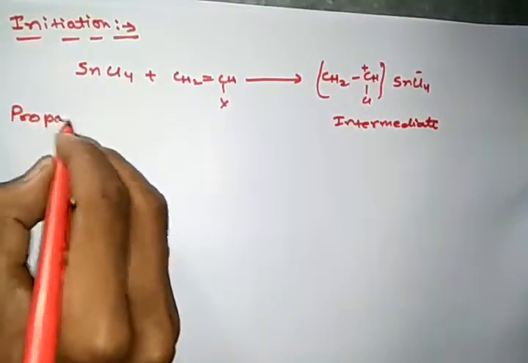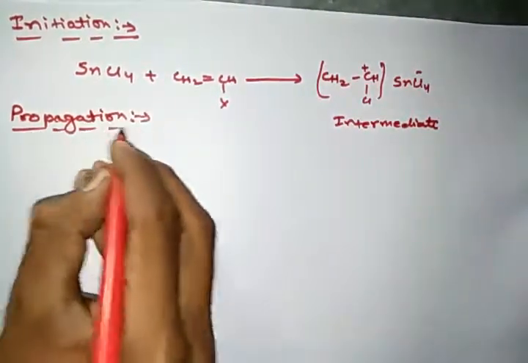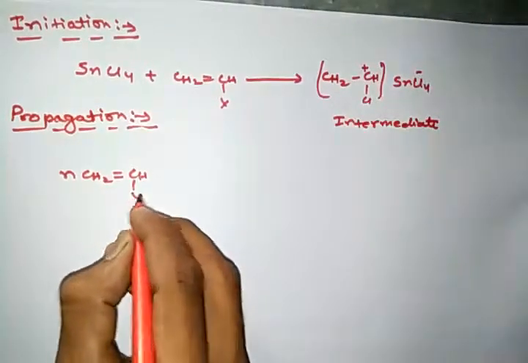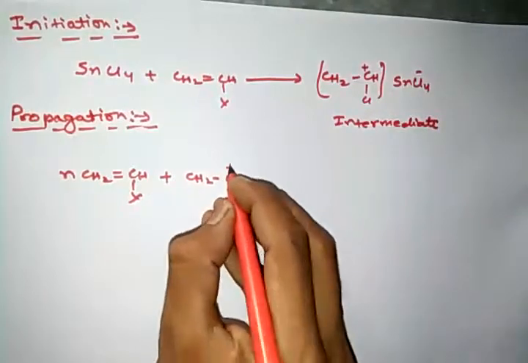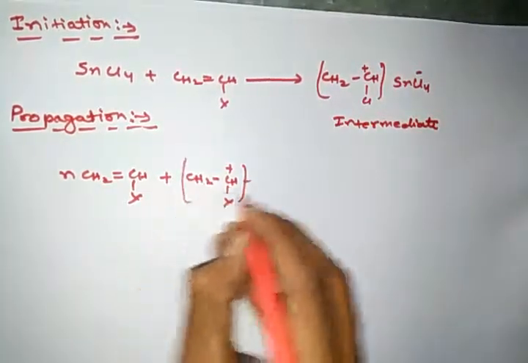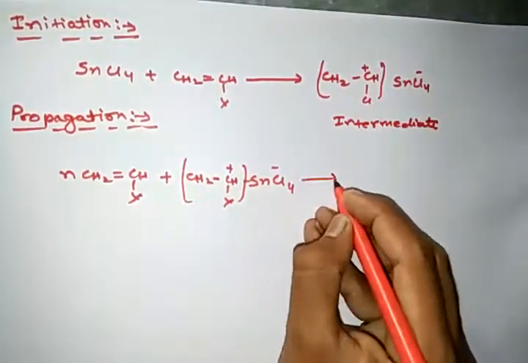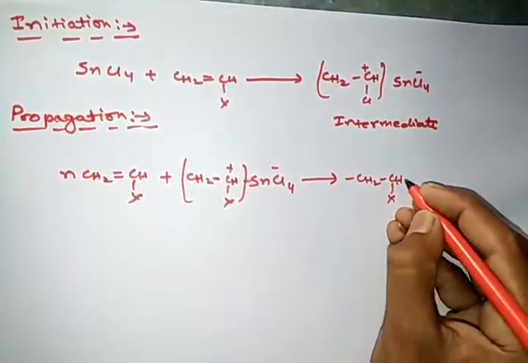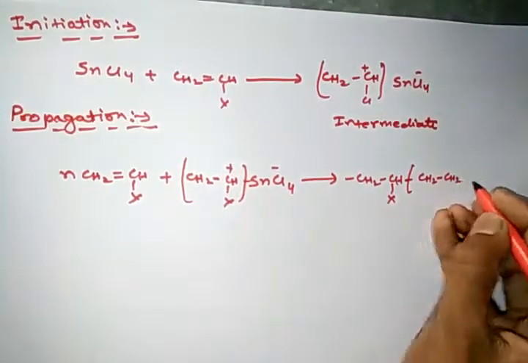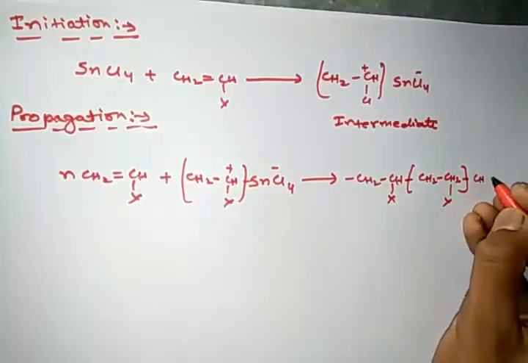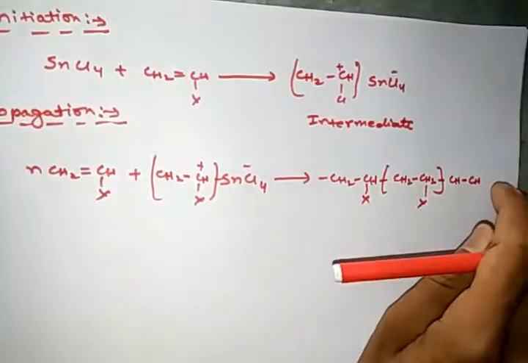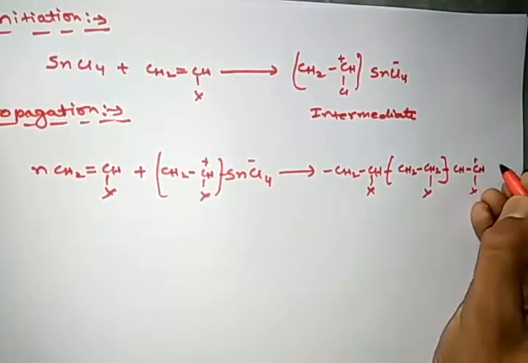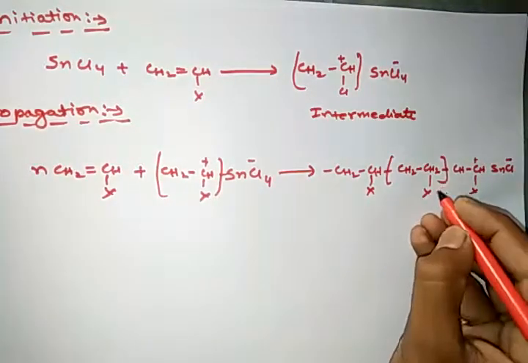In propagation, N molecules of vinyl halide react with the intermediate and a growing polymer is obtained that can be represented like this: essentially a negative charge and it is N-1.